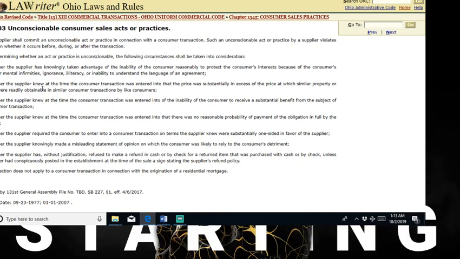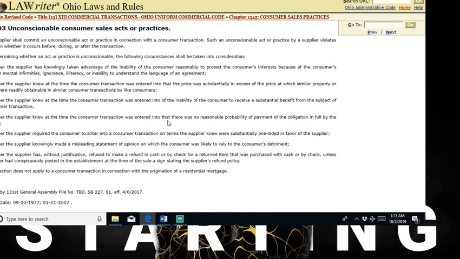Whether the supplier knew at the time the consumer transaction was entered into that the price was substantially in excess of the price at which similar property or services were readily obtainable in similar consumer transactions by like consumers. Whether the supplier knew at the time of the transaction of the inability of the consumer to receive a substantial benefit from the subject of the consumer transaction. Whether the supplier knew at the time that there was no reasonable probability of payment of the obligation in full by the consumer.